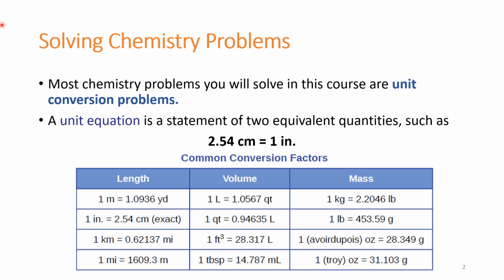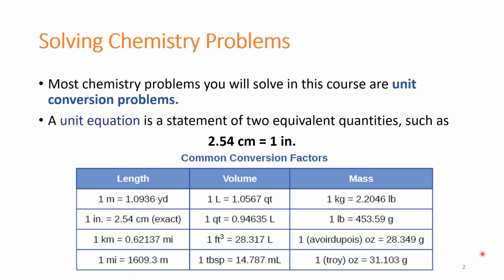So now we're changing gears again, and we are going to start looking at how we are going to be solving problems throughout this class. A lot of the problems that we're going to solve are going to involve unit conversions. A unit equation specifically is something like this. You will have a statement where you have two equivalent quantities that equal each other. Most likely these have been measured by scientists, and it's been established that these two things equal each other.